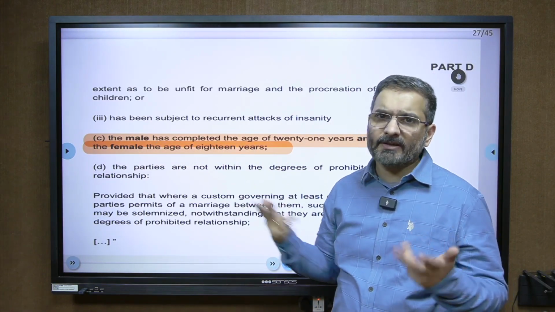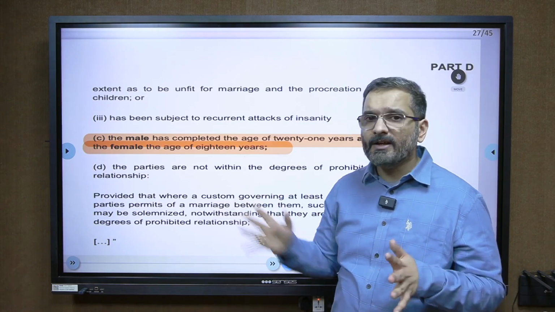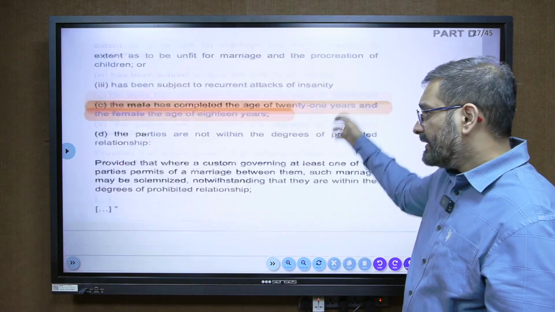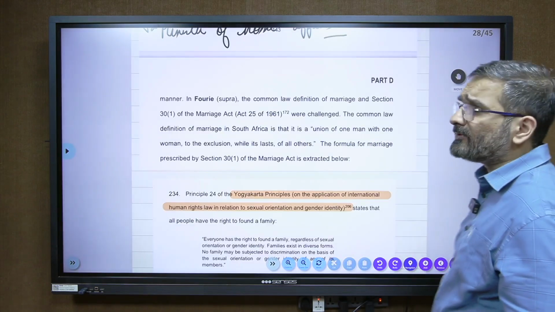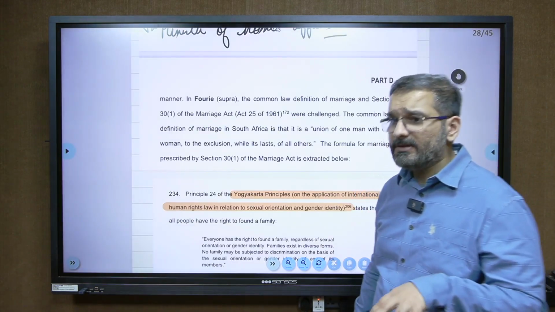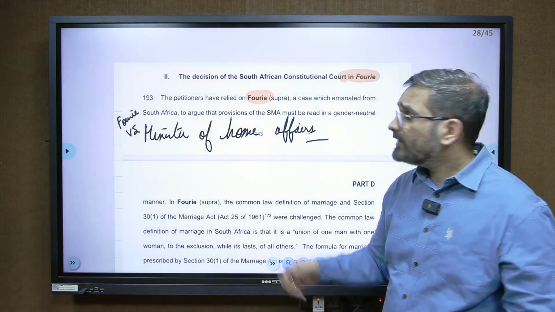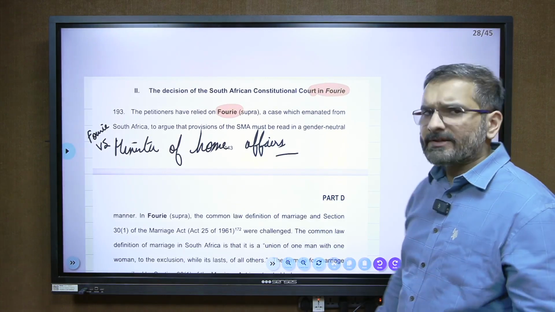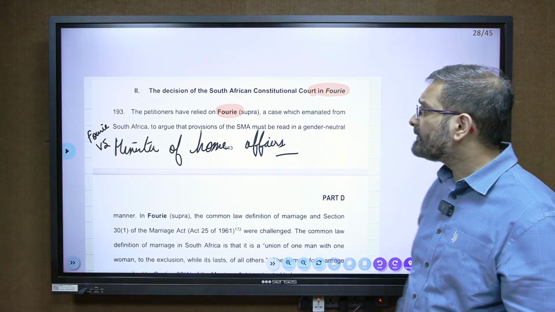So they were arguing that this is discriminatory. It should be gender neutral so that people can marry under the Special Marriage Act. The Supreme Court said, well, that is not our job to enact the law. That is the Parliament's job basically. So section 4 of the Special Marriage Act becomes slightly important.